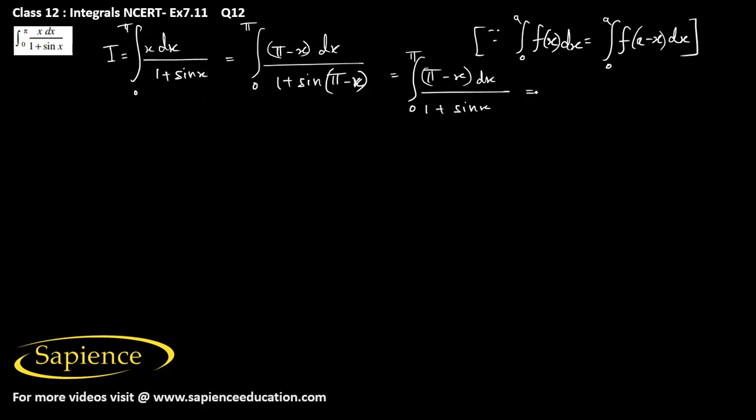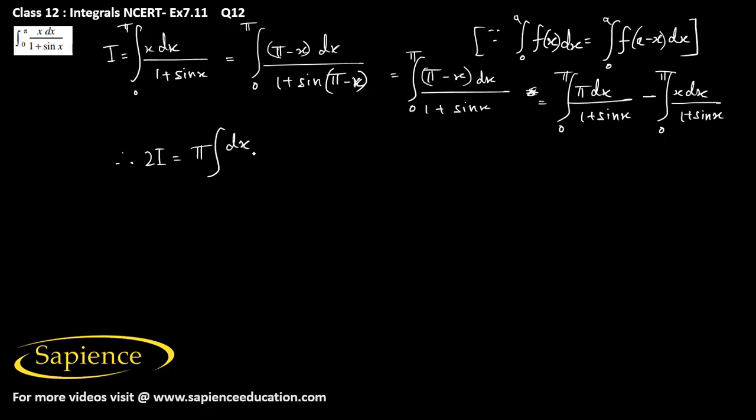Or we can write this as the integral from 0 to pi of dx by 1 plus sine x, minus the integral from 0 to pi of x dx by 1 plus sine x. Now this is also the integral I. So therefore I can say that 2I equals pi times the integral of dx by 1 plus sine x from 0 to pi. So I can write it as pi by 2 into the integral from 0 to pi of dx by 1 plus sine x.